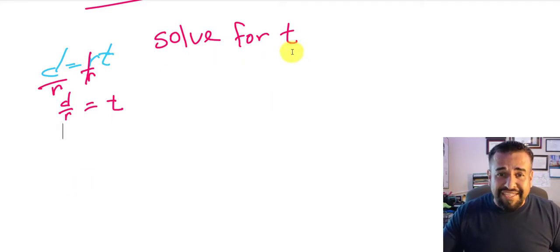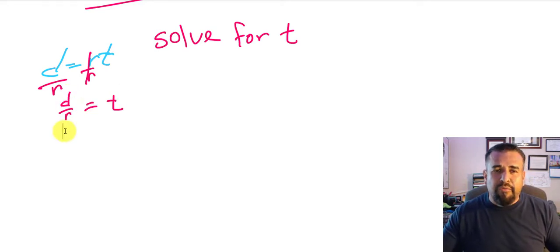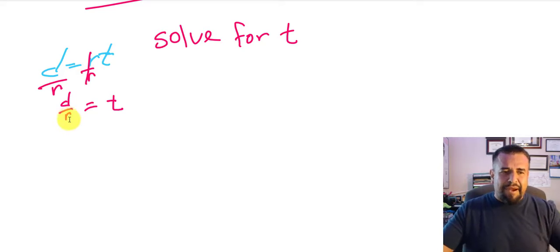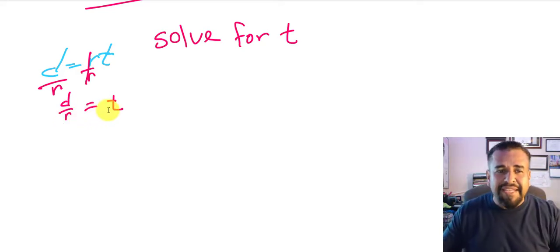I needed to solve for T. That means to get the T by itself. So there it is. Time equals the distance divided by the rate. That means if I divide distance by rate, it'll give me the value of time. Hopefully this is making sense to you.